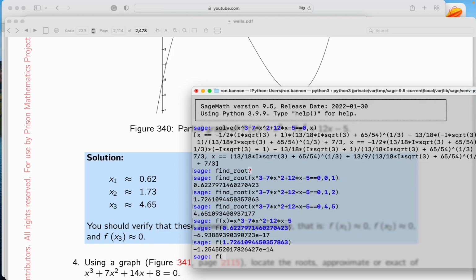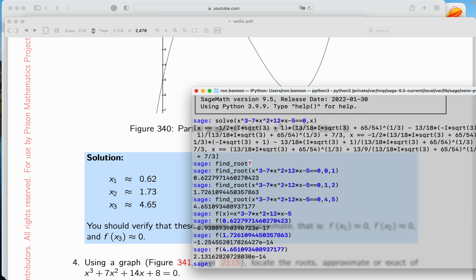Let's do the last one. And again, if this were the actual root, it would give me 0. No, it's not giving me 0, but it's giving me something really close, 2.13 times 10 to the minus 14. So things really are working nicely. Sage gives me a really good approximation, by the way, but it also gives me exact solutions, which, I'll be honest with you, are horribly confusing to look at at this point.